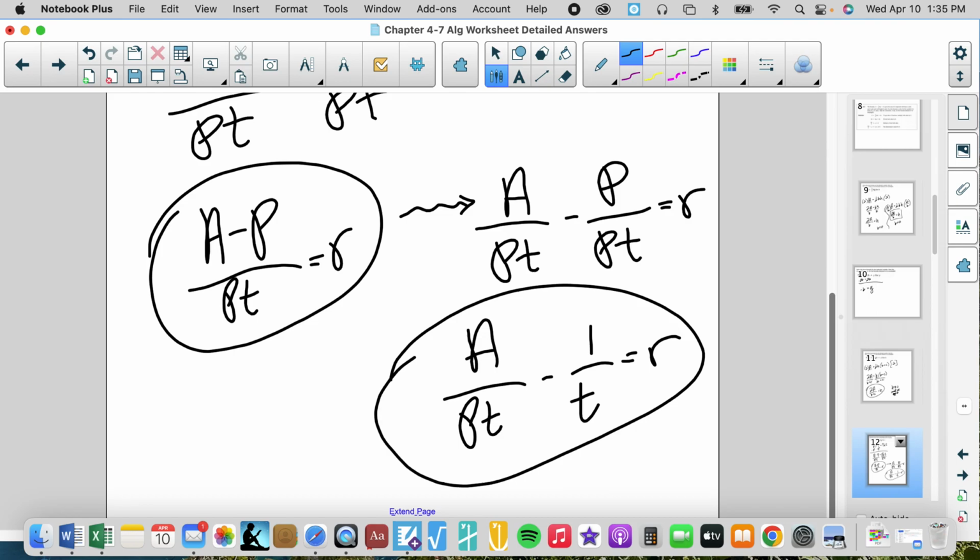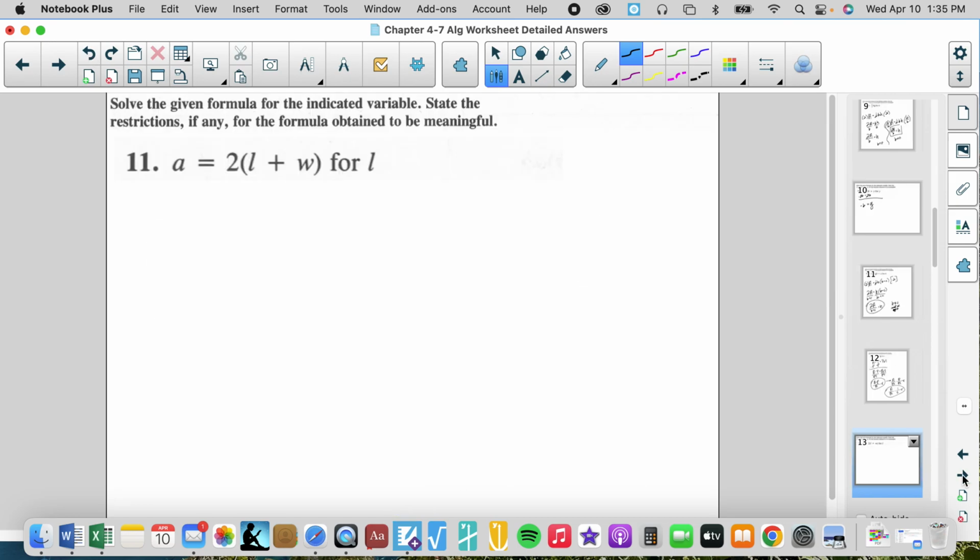These p's will cancel only when they are in their own fraction. When here, this pt is, as we saw, over both of those, so we can't cancel them when they're in a vinculum like that. We would have to separate them into their own fractions.